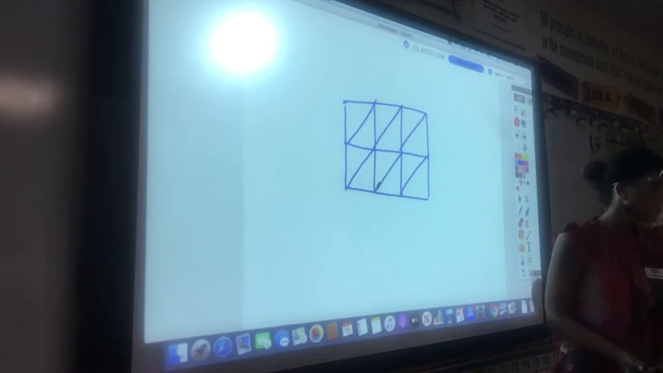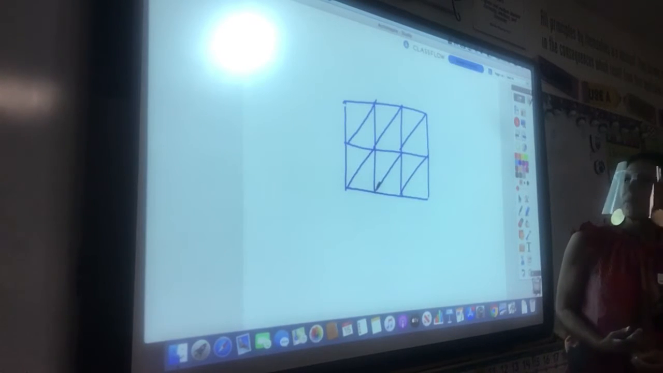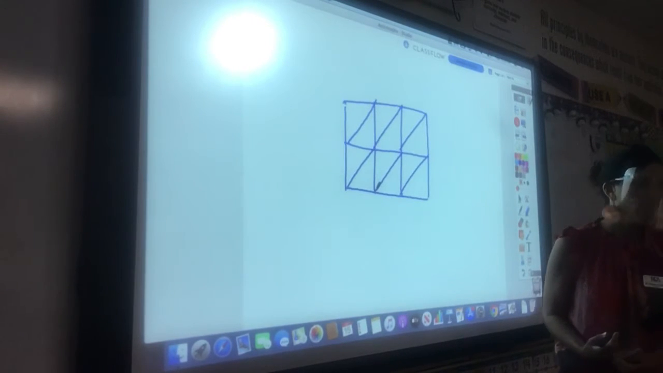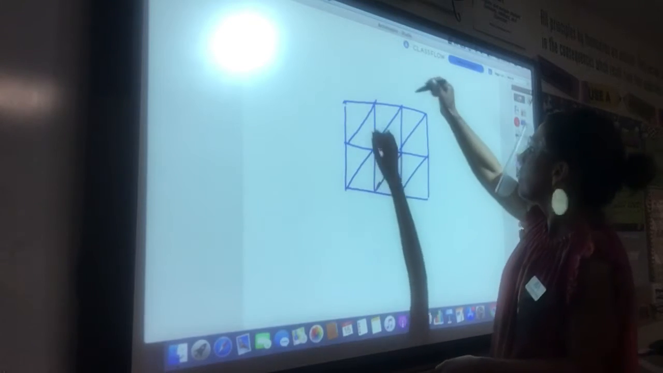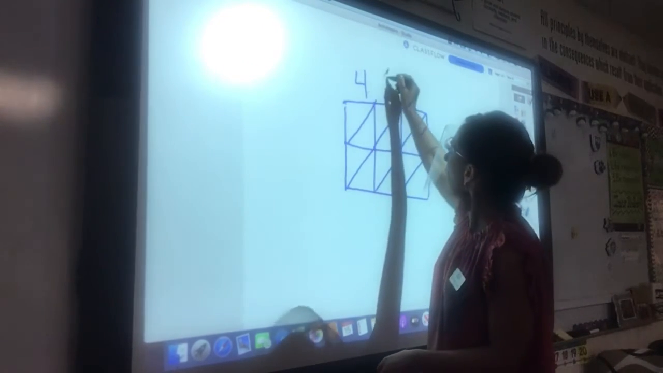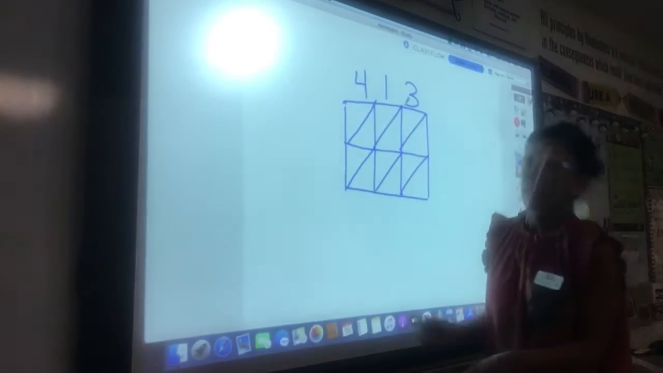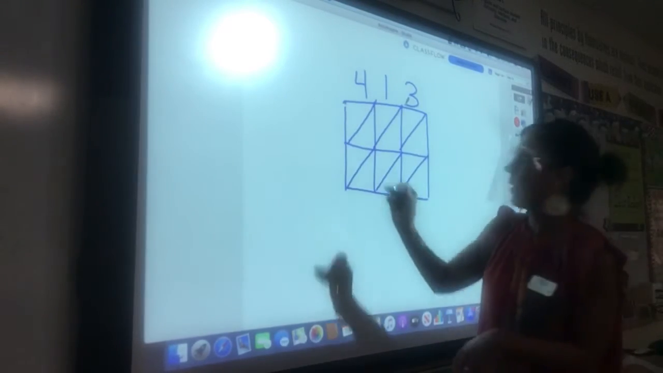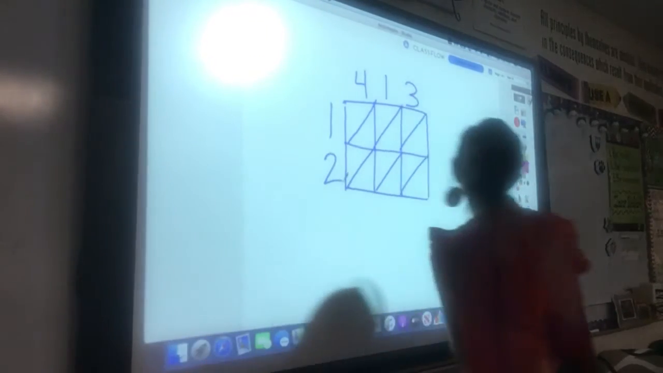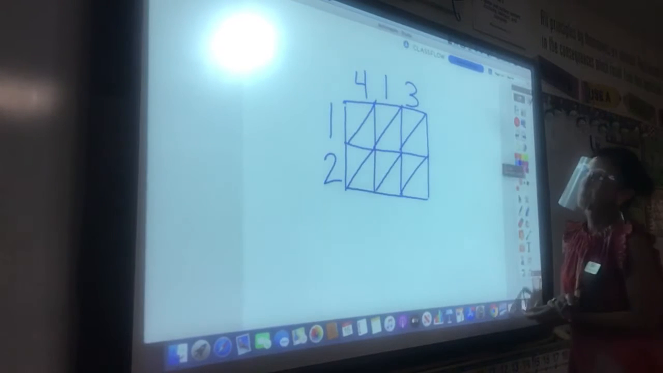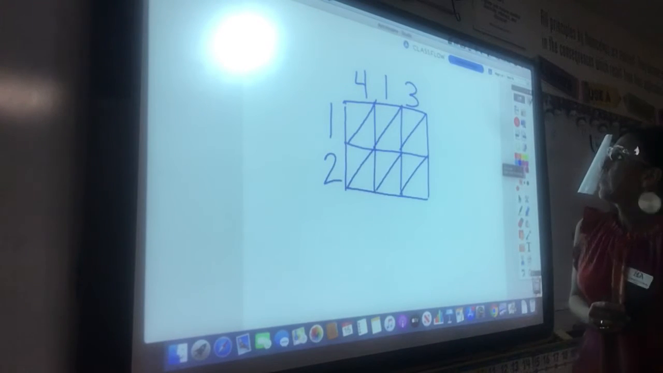Now it looks like we're playing tic-tac-toe before you do the thing. So we're going to multiply this. The top number is going to be 3 digits, 4, 1, 3. And then we're going to multiply by 12. Okay, so what do we get?